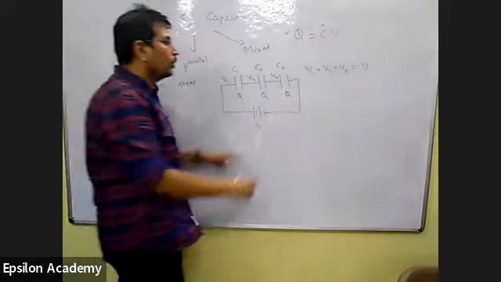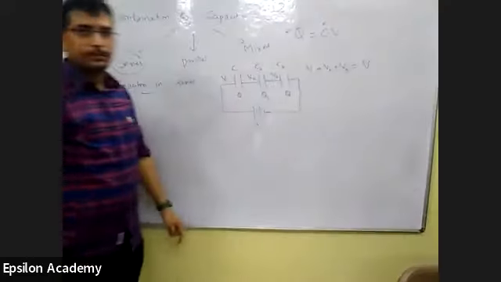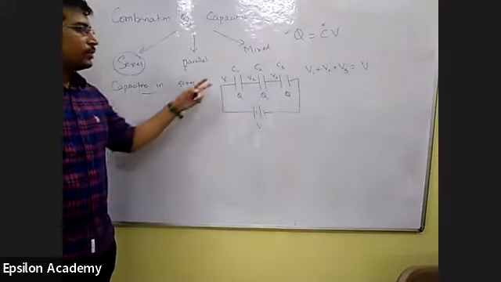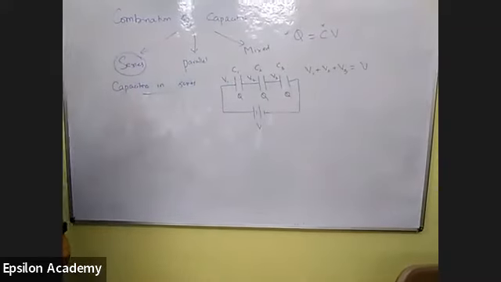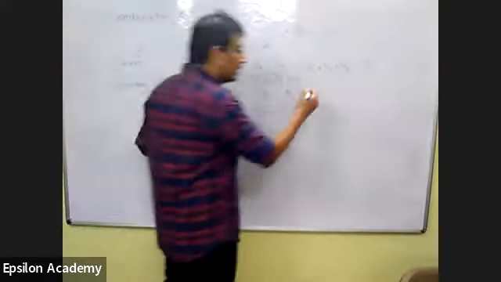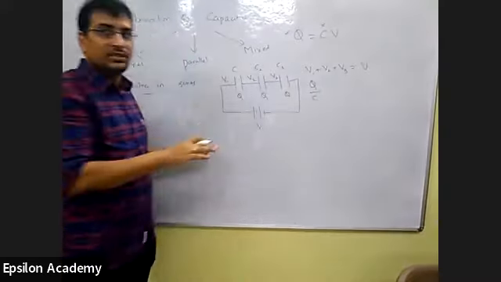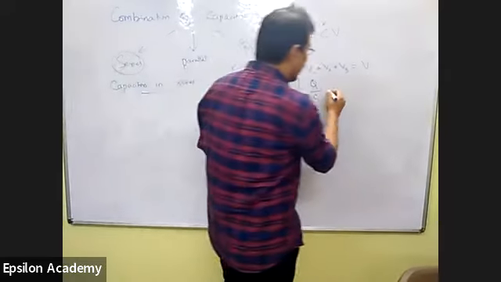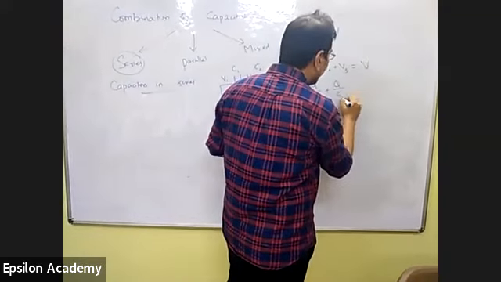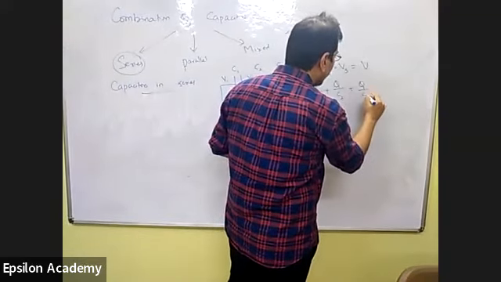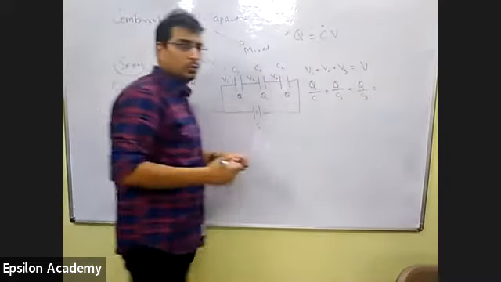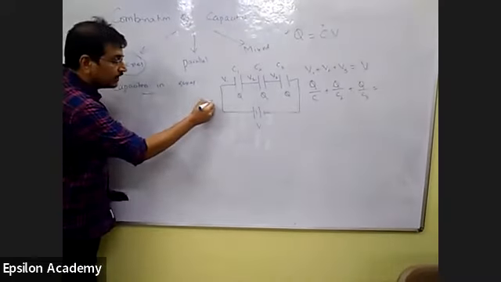So what is the value of V1 next? What is the relation between V, Q and C? V is equal to Q by C. So I can call it as Q divided by C1. Be careful, don't write it as Q1 by C1. It is Q by C1 plus Q by C2 plus Q by C3. This will be equal to what will be the equivalent circuit for it?